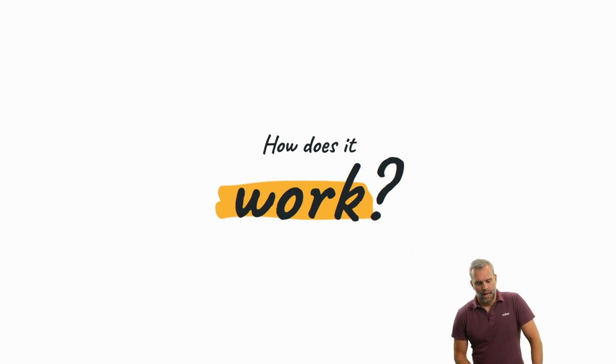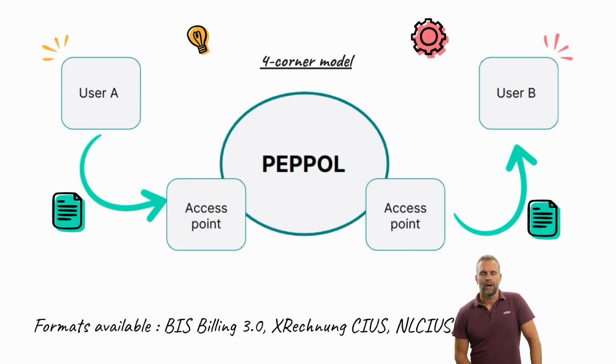So how does it work? Here in this slide, you can see what we call the four-corner model. Basically, we have one user who wants to share a document, which can be an invoice or something else. They have their own access point that helps them connect to PEPPOL. PEPPOL is the platform where we're going to be putting the documents.